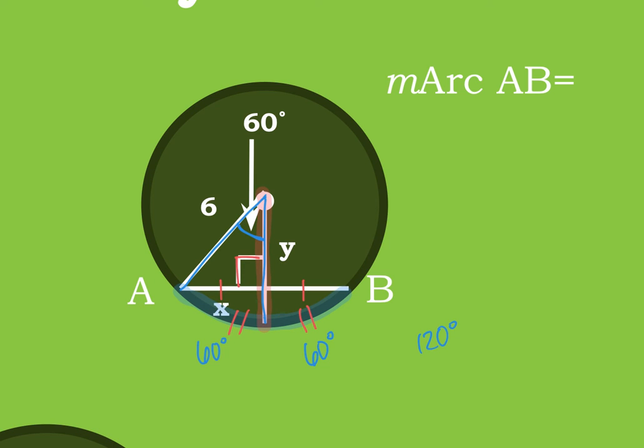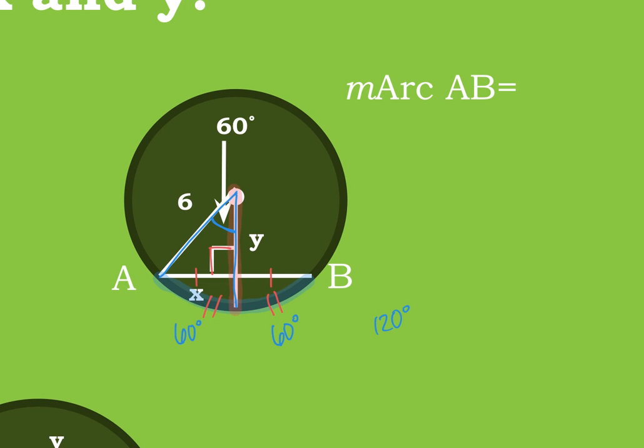Okay, well, when you look at it like that. We are going to have to find x and y, okay? But the measure of AB was 120 degrees. These types of problems are really time consuming.